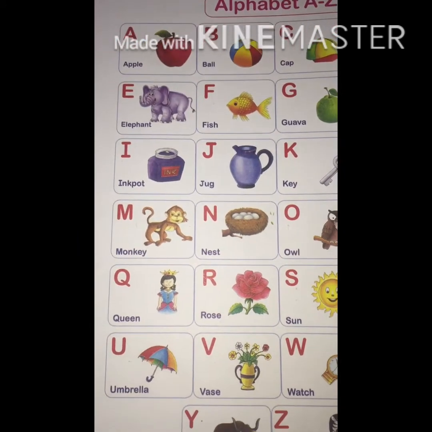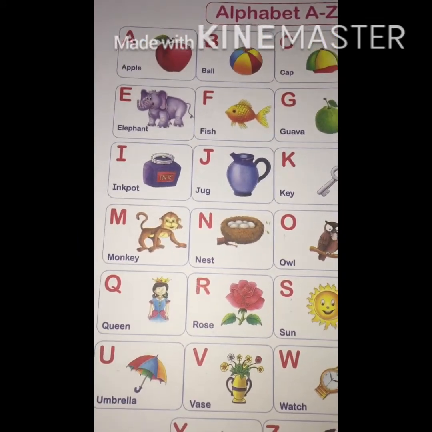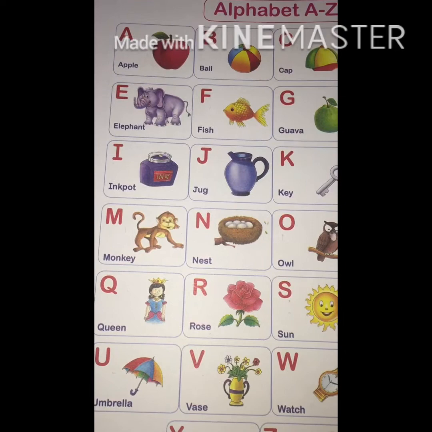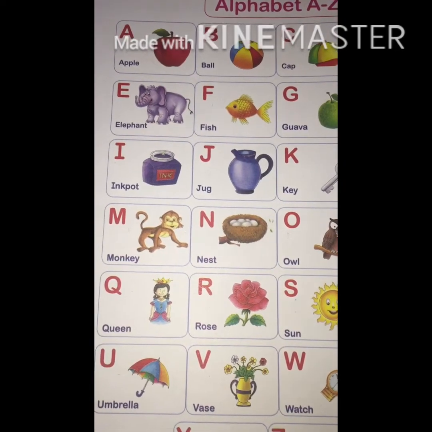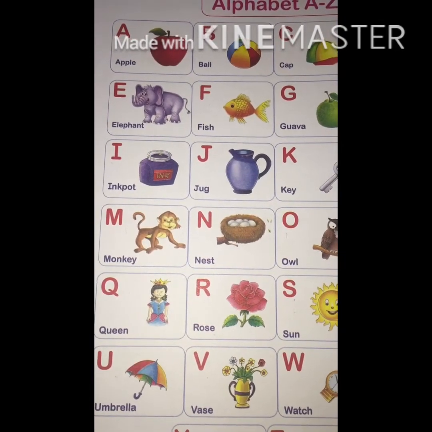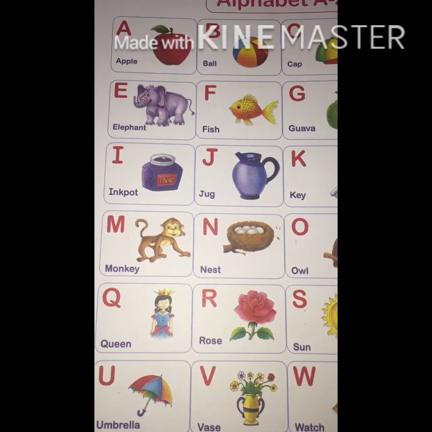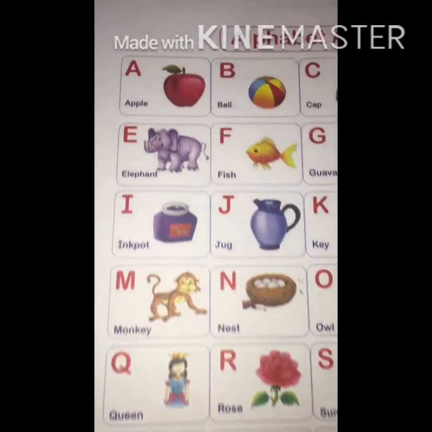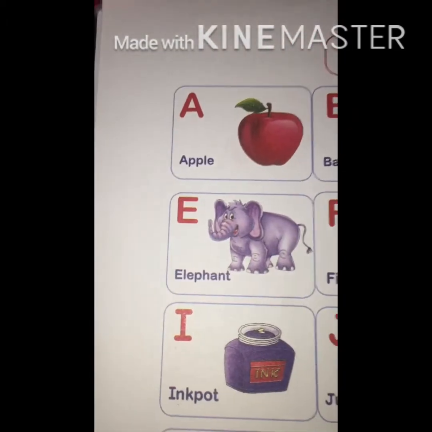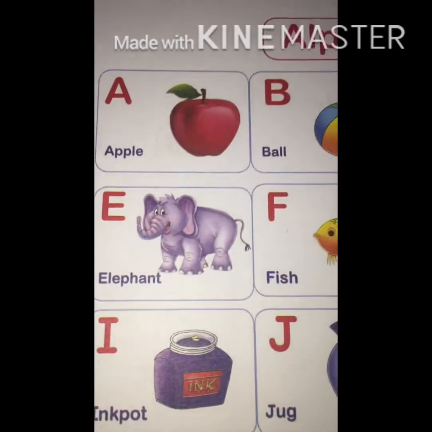Students, today we are going to do capital letters from A to Z. But before starting the written part, first we are going to revise all the letters along with the pictures. Okay, tell me which letter is this? A. A says a.